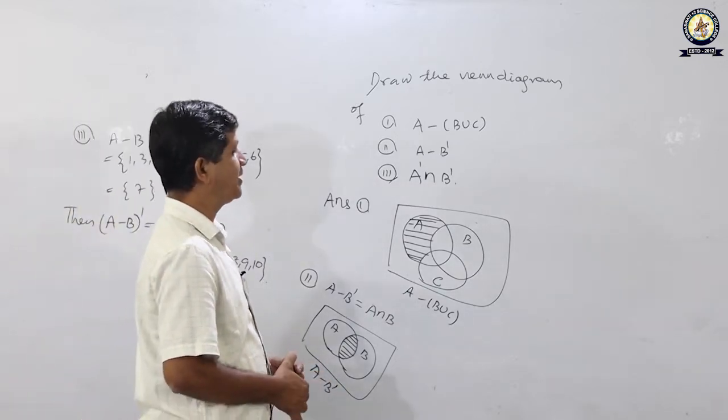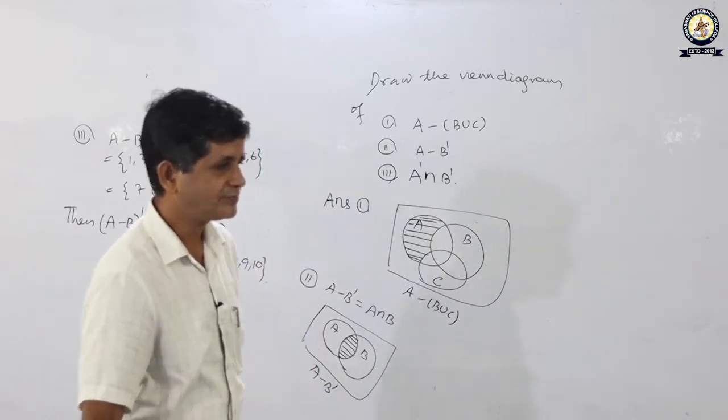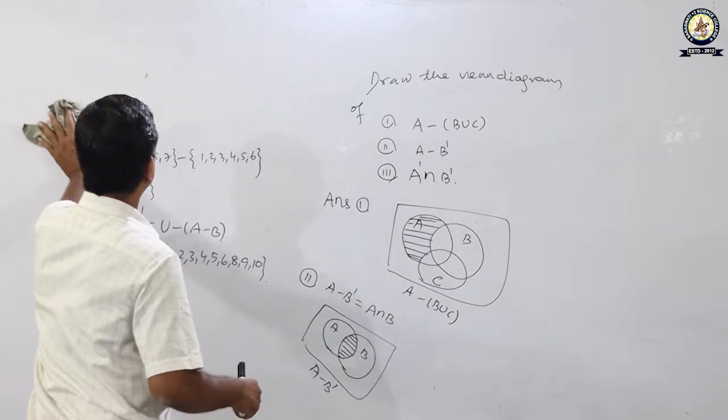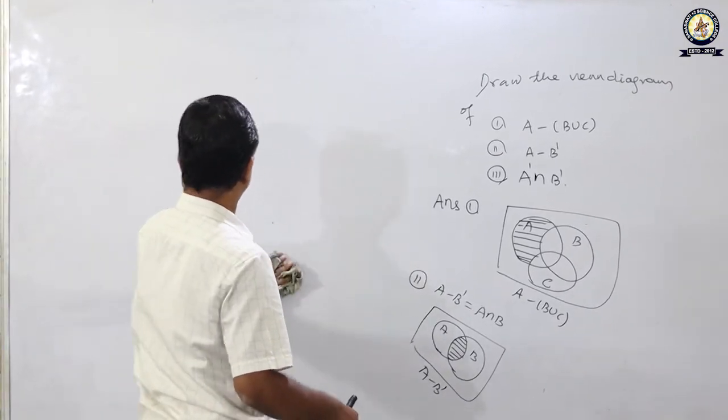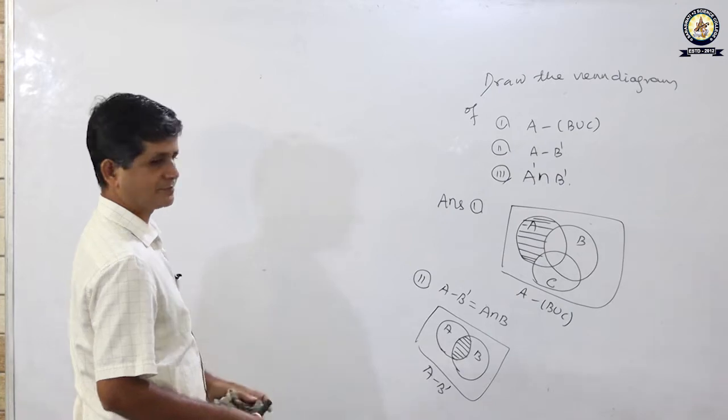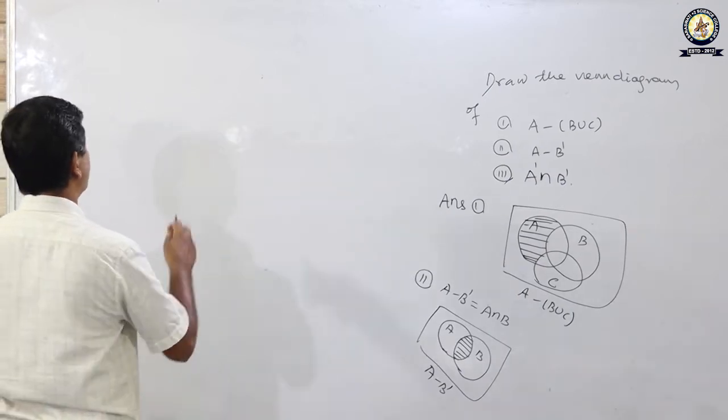You can draw the third Venn diagram similarly. Now come to some properties of difference.